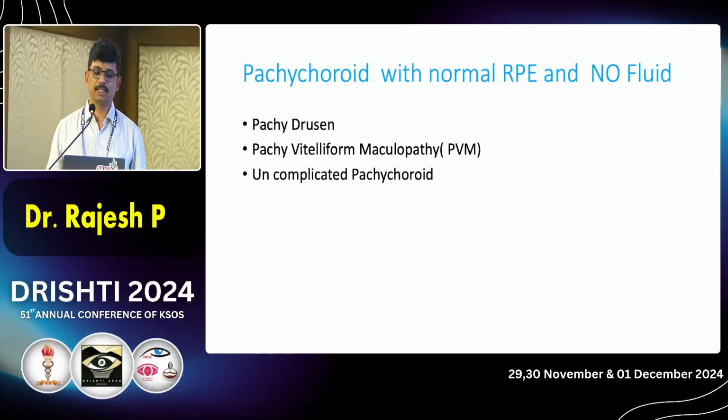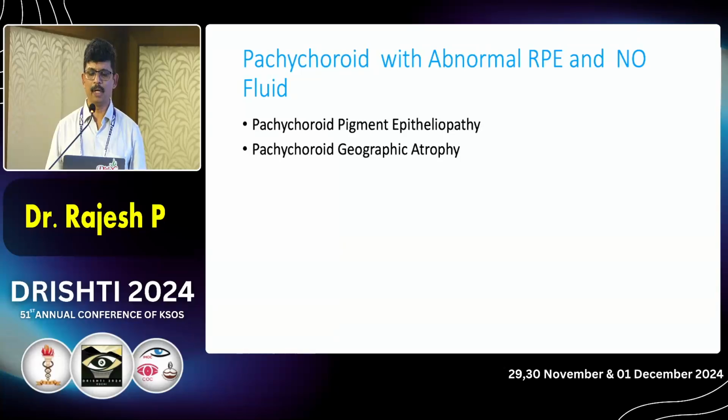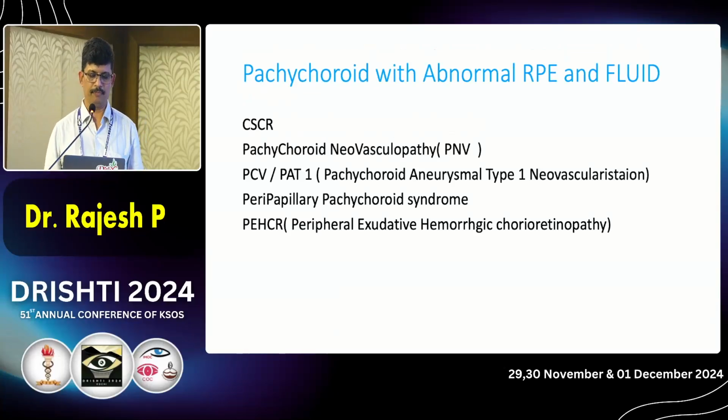The conditions which are associated with normal RPE and no fluid are pachydrusen, pachychoroid vitelliform maculopathy, and uncomplicated pachychoroid. Conditions with abnormal RPE and no fluid are pachychoroid pigment epitheliopathy and pachychoroid geographic atrophy. And pachychoroid with abnormal RPE and fluid, this is what we usually come across in our day-to-day practice. The most common is central serous retinopathy. In addition to that, the patient can have pachychoroid neovasculopathy, PCV, peripapillary pachychoroid syndrome, and also peripheral exudative hemorrhagic chorioretinopathy.